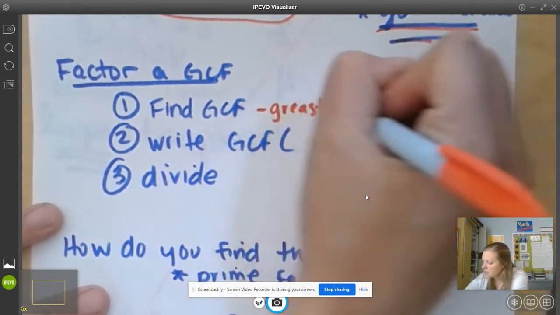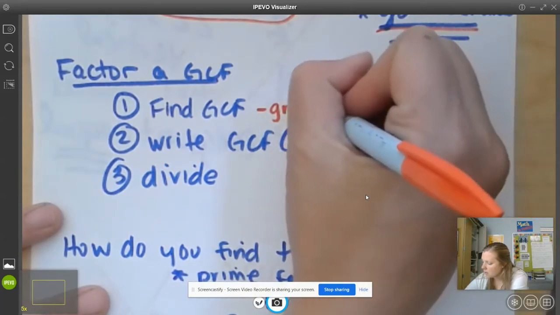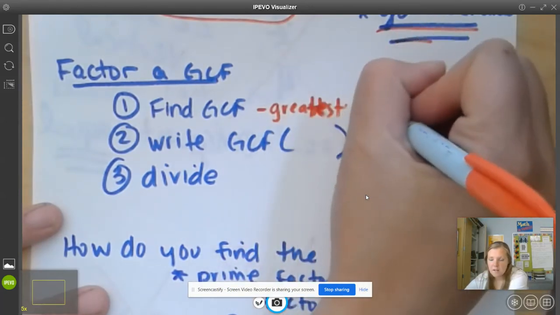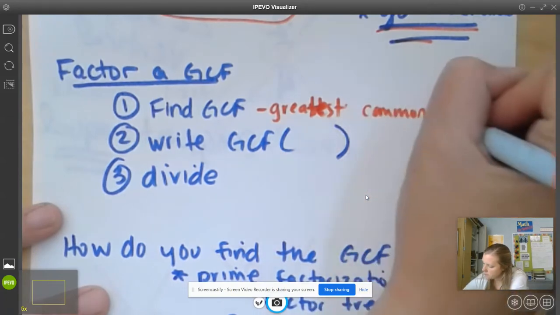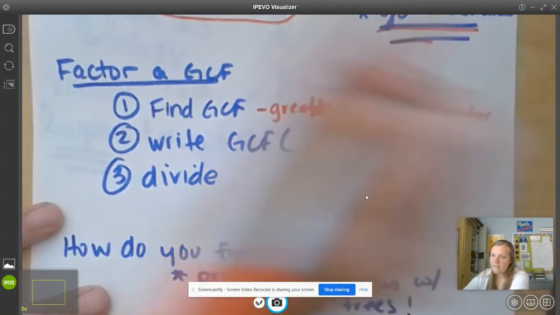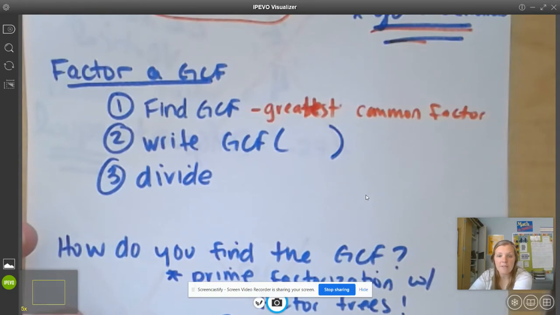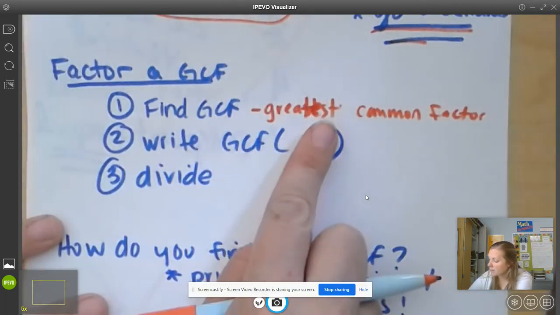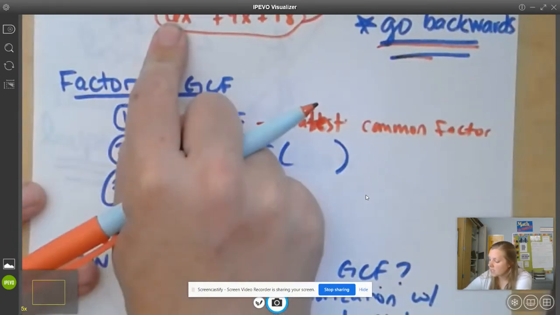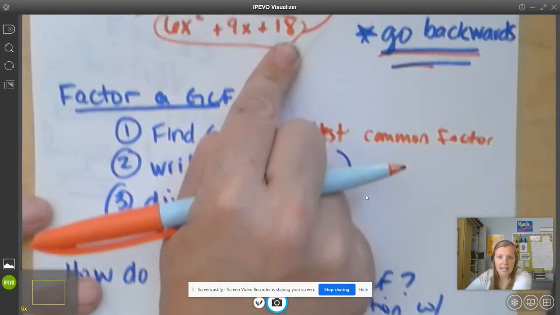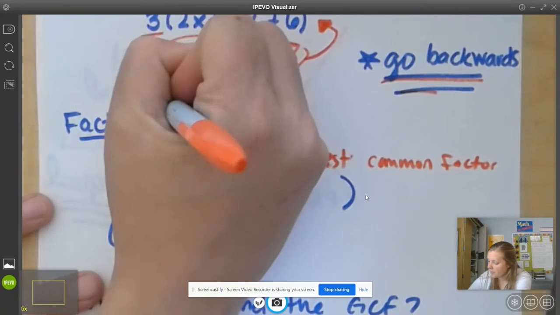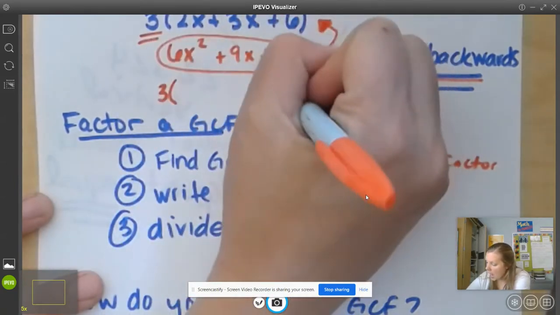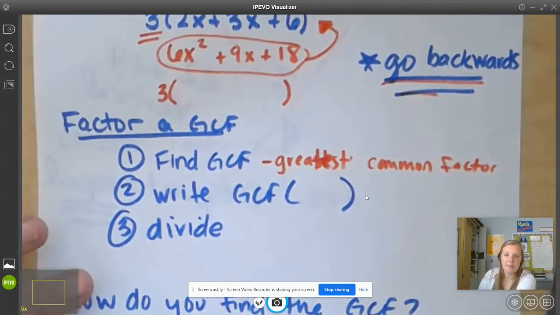It's the greatest, I spelled it wrong, common factor. That's the biggest number that fits into all of the terms. After you find what the greatest common factor is, I want you to write the greatest common factor outside of the parentheses. So in this case, if I'm looking at 6 and 9 and 18, if I know that the greatest common factor is 3, I would write 3 outside of the parentheses.